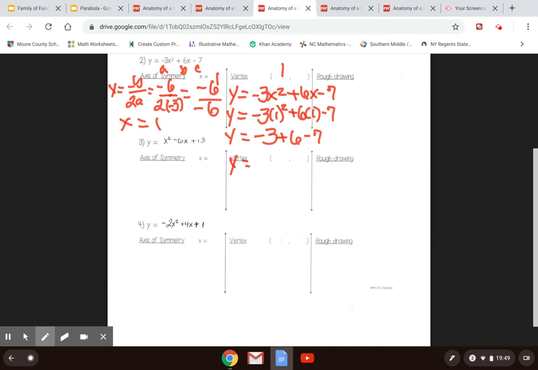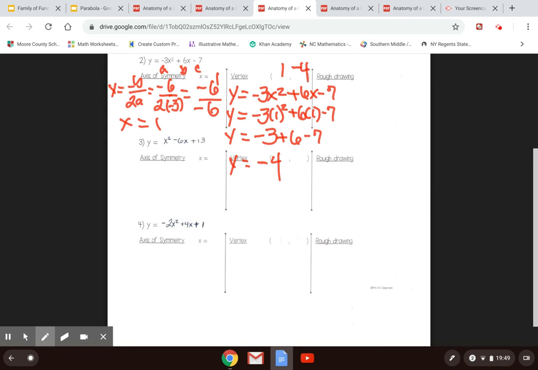So on my calculator, I'll do negative 3 plus 6 minus 7, and that's going to be y equals negative 4. So up here, I'll simply put negative 4 for my y value. So that means the ordered pair solution for my vertex, which is the turning point of my graph, is going to be 1, negative 4.